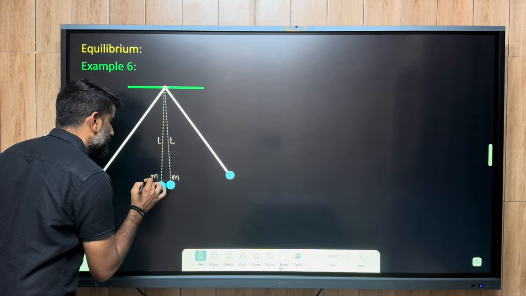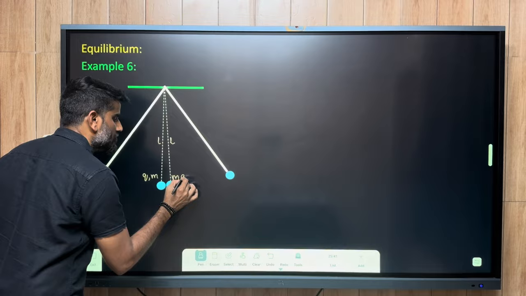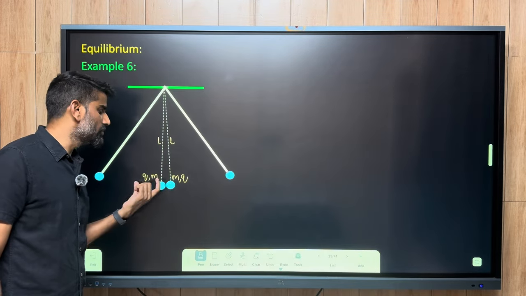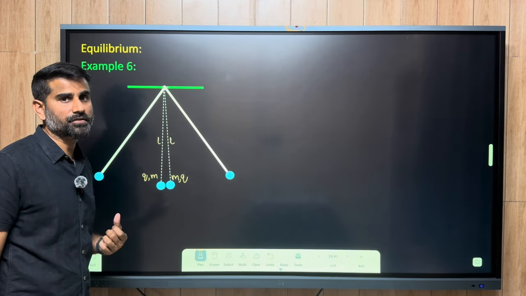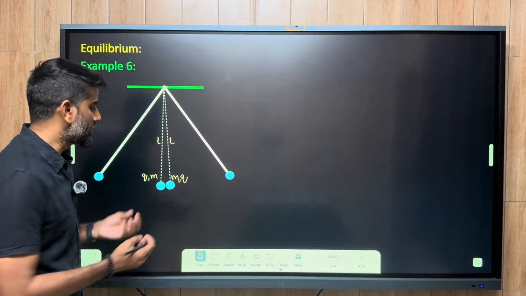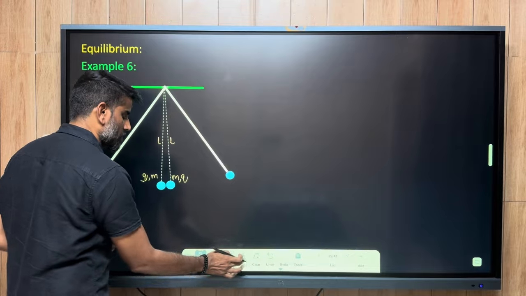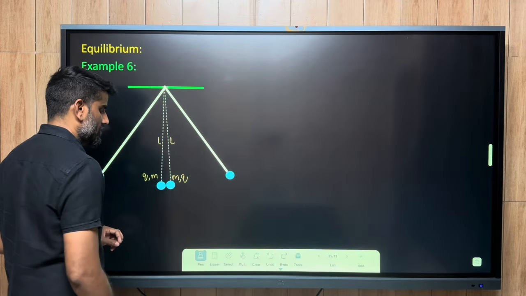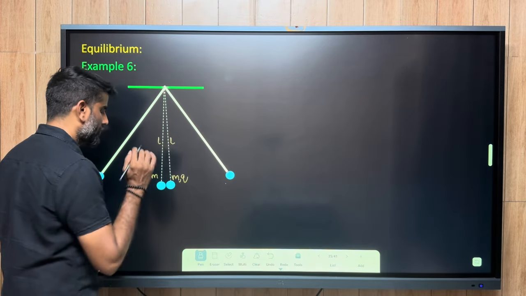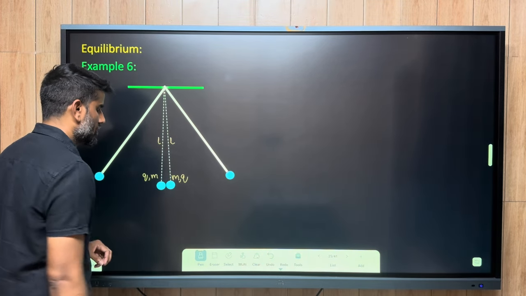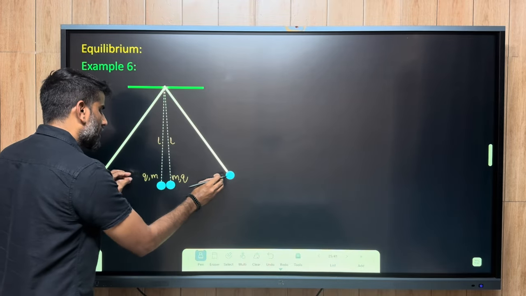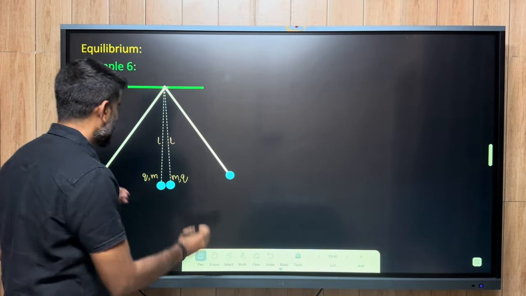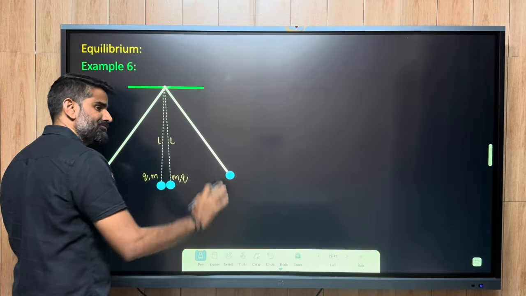Now, I am going to give the charges to these objects, Q and Q. When the two objects are given a similar type of charge, what exactly happens? They repel each other. That means they move away from each other. As they move away, at a particular instant of time, they come to rest. I've shown their final positions.